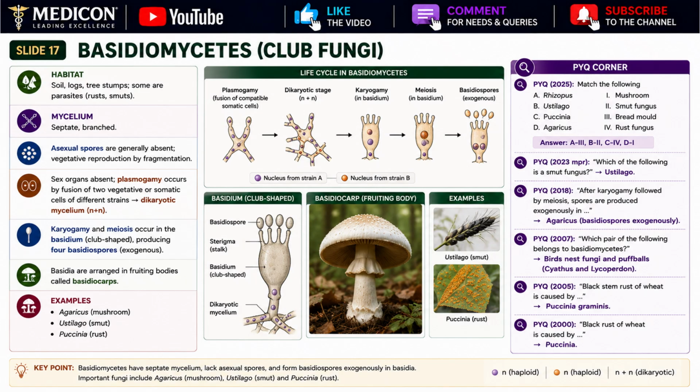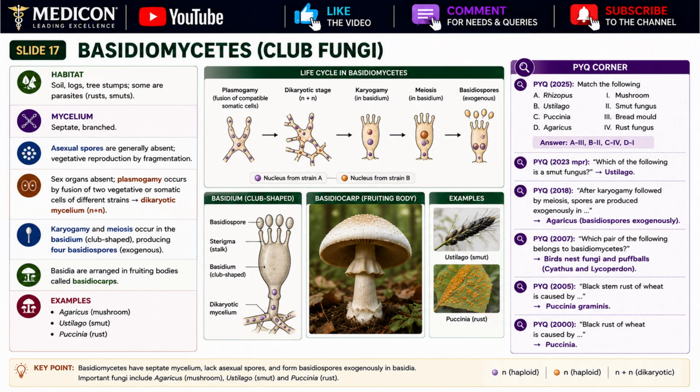Moving on, now we have one more topic in the fungi, that is Basidiomycetes. It is also called club fungi. We have studied Ascomycetes already, and now we are studying Basidiomycetes, also called club fungi. Their habitat: they are found in soil, logs, and tree stumps. Some are parasites, rusts and smuts.